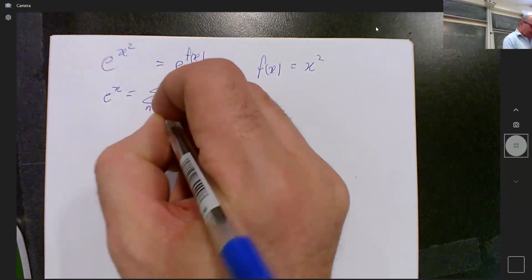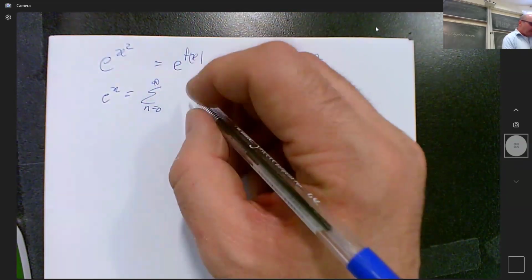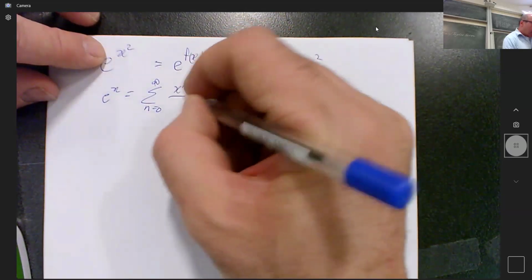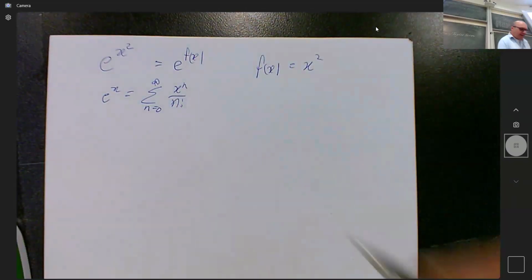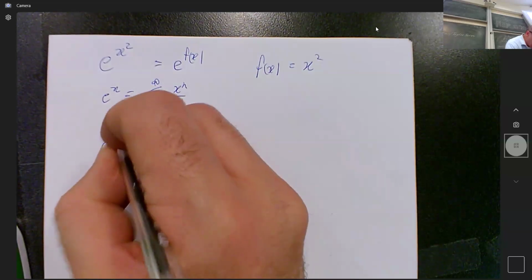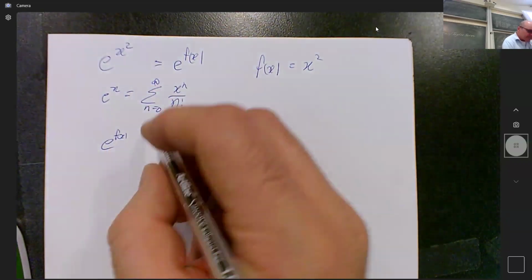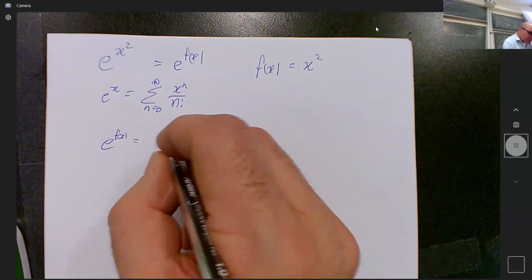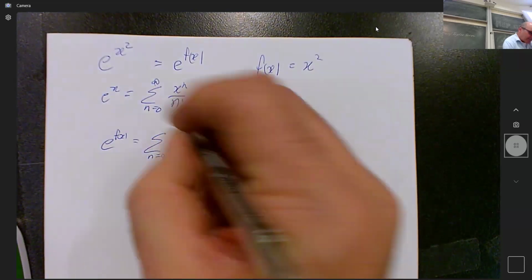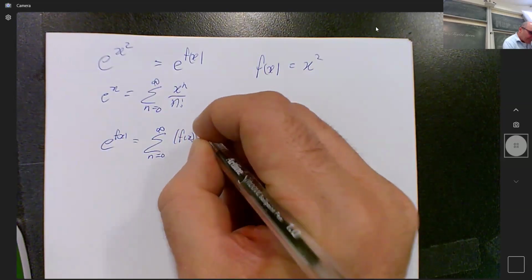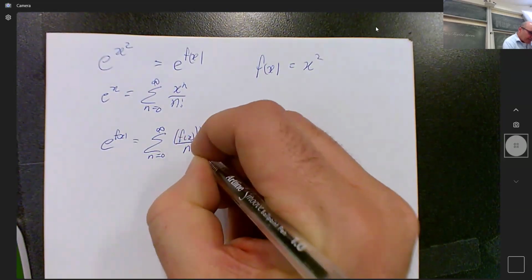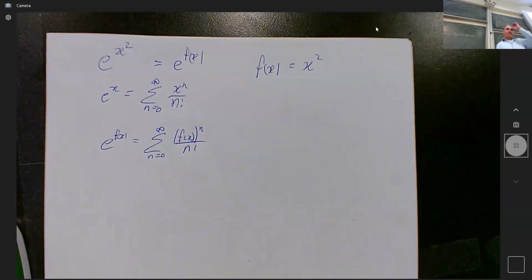Summation n is equal to 0 to infinity of x to the n on n factorial, I can actually say that e to the f of x is equal to the sum n is equal to 0 to infinity of f of x to the n on n factorial. Hashtag, this is not entirely true everywhere, all right?